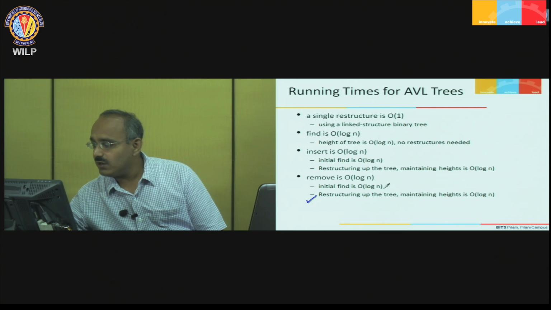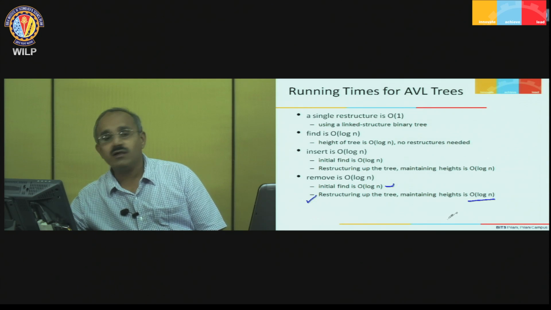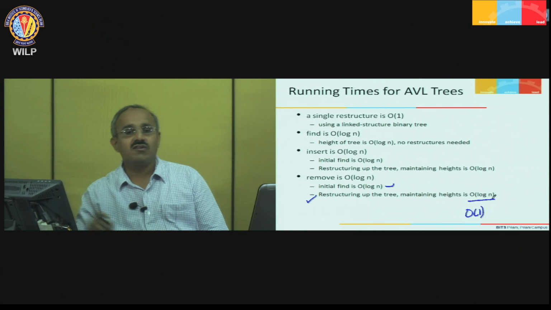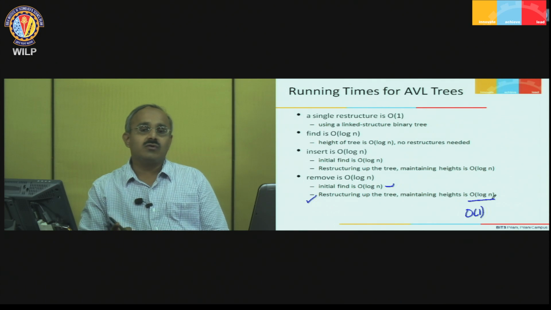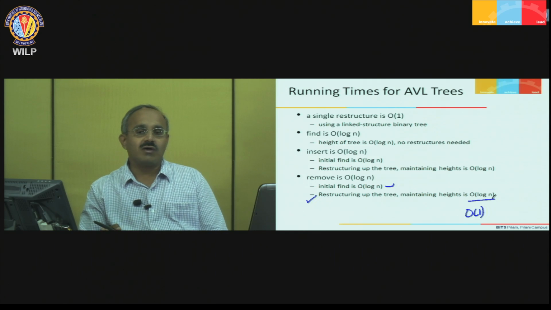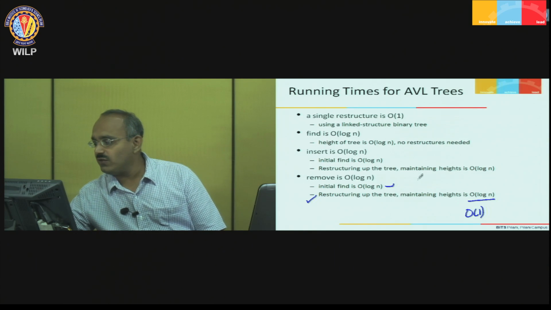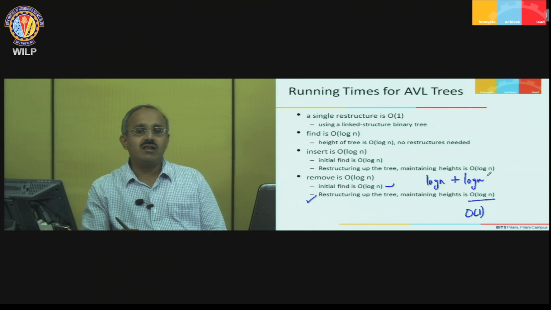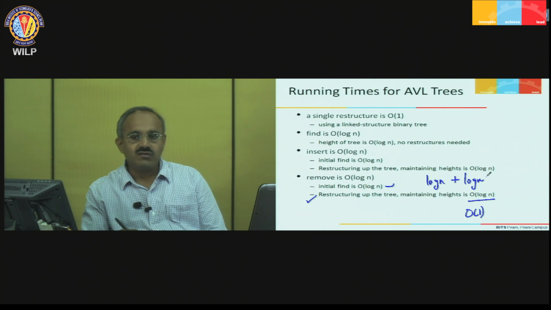So, this is going to be order log n, which is the initial find. Restructuring might be done log n times. Each restructure would take a constant time, right. So, restructuring the entire tree in the worst case will require log n time. So, your removal actually is log n plus log n, which is again of order log n. So, removal also or deletion also in AVL tree would be of order log n, though the constant is going to be at least 2.